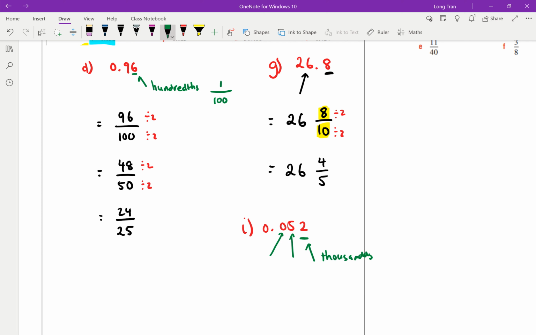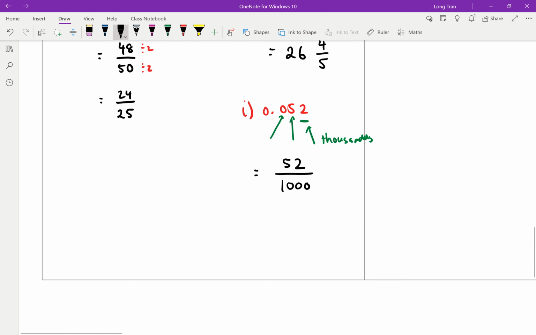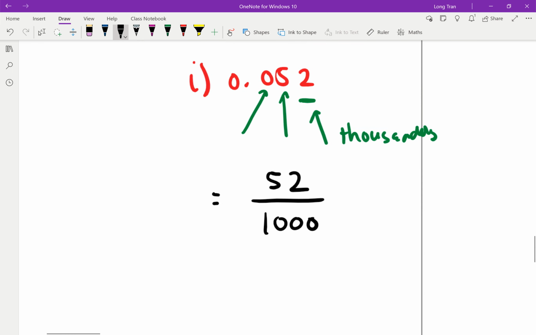So let's write the fraction down. 52 thousandths looks like this. So you've successfully converted decimals to fractions, but your job, which is the toughest part, is to simplify. Okay, so you want to find the simplest form. How do you do that? Let's have a look. 52 over 1,000.